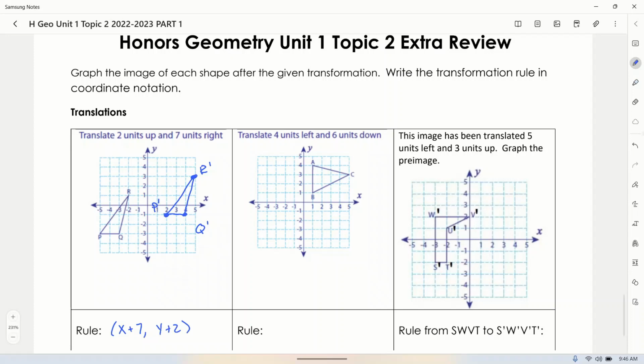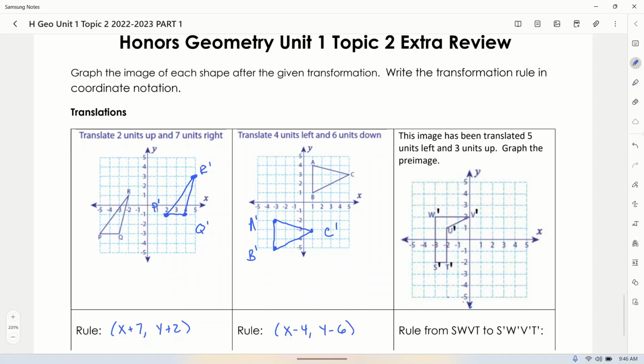Now we're going to go left 4 and down 6. So I'm going to take each coordinate and go left 4, 1, 2, 3, 4, and down 6, 1, 2, 3, 4, 5, 6. Let's take B. B is down 1, 2, 3 from A, so I can say it's down 3 from A. Let's look at C. We're going to go to the left 4 and down 6. And what was our rule here? We went to the left 4 and down 6.